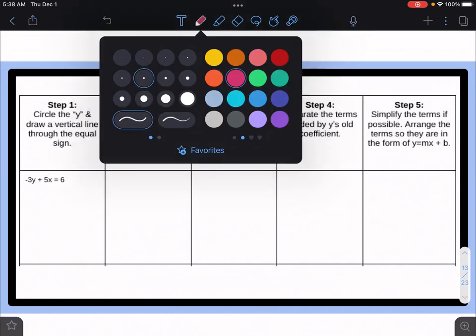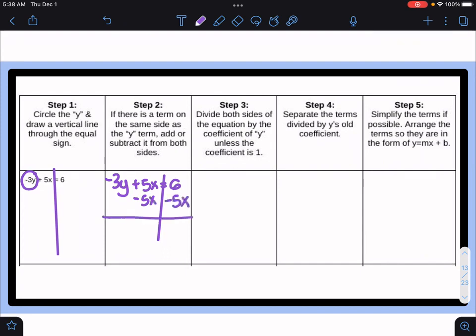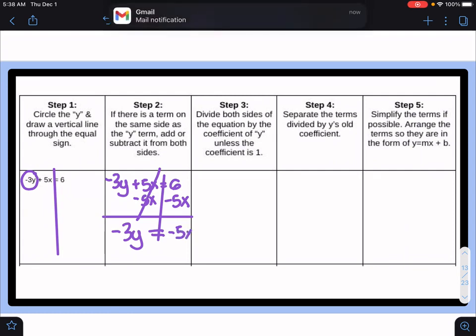Let's try another one. Circle the y and draw a line through the equal sign. Alright, step 2, if there is a term on the same side as y, add or subtract it. There is, I got this 5x that I need to get rid of. So it's a positive 5x, so I'm going to subtract 5x. I'm going to subtract 5x. So I will have negative 3y on this side. I cannot do 6 minus 5x because they are not like terms. They do not both have a y. So I'm going to write it with the x first because I know that's how the form goes. Negative 5x plus 6.